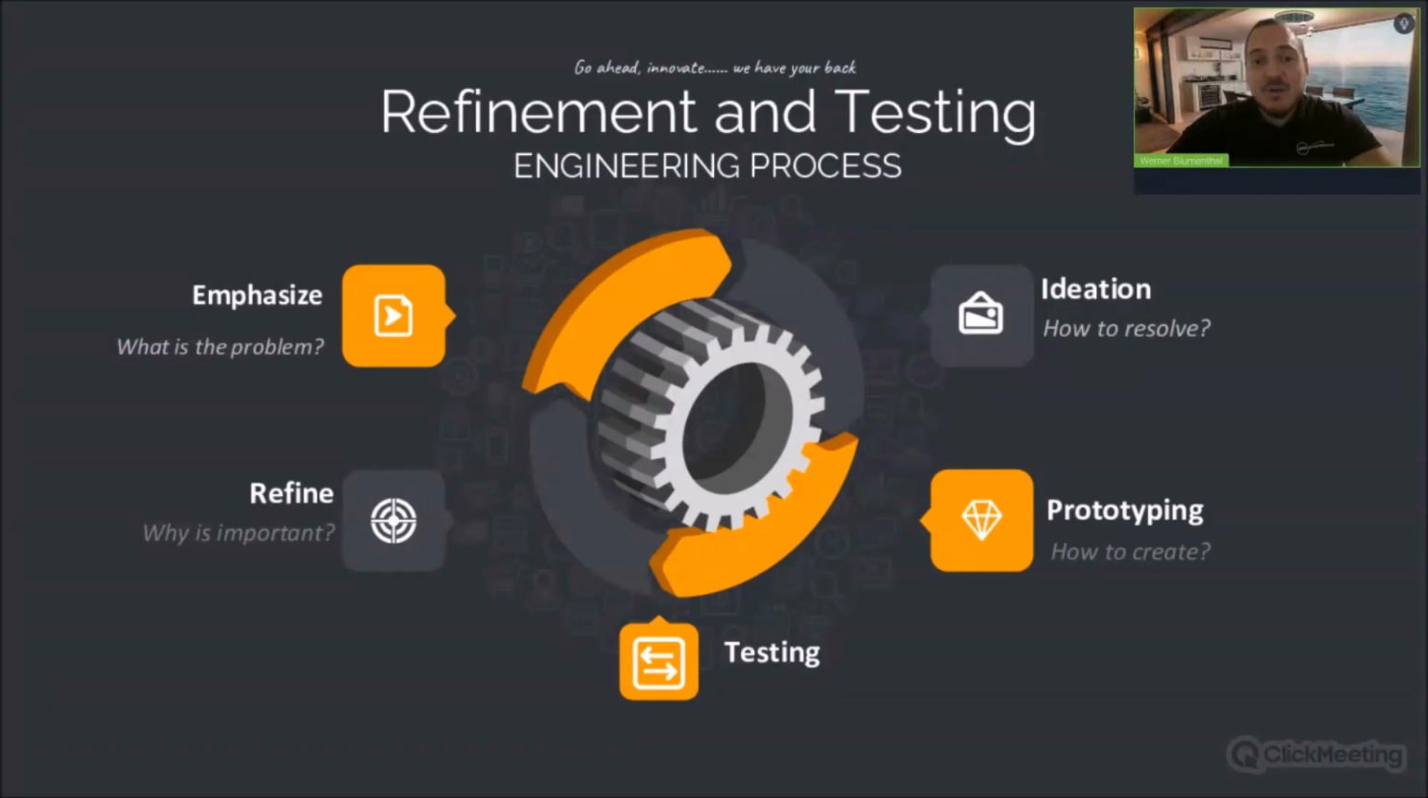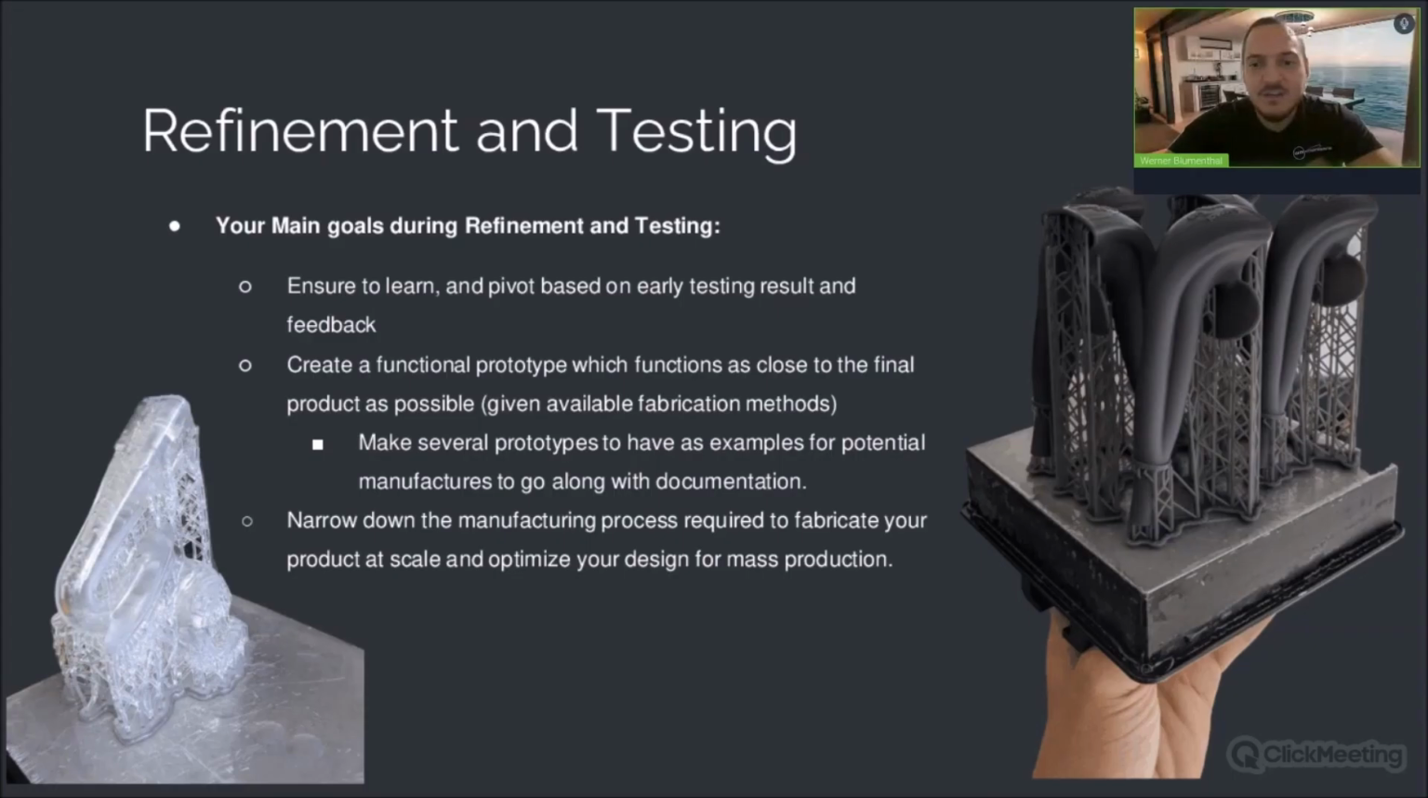During the refinement and engineering process, these are a couple of things that you want to look at. Again, you want to emphasize what is the problem, the idea or ideation, how to resolve that problem, prototyping. You want to make sure you know how to create the solution to that problem. You want to test it. Once you test it, you're going to understand what the limitations of your prototype are. Then you want to refine it and rinse and repeat until you really get down to something that you feel comfortable with. You've tried it, you get some feedback, you do maybe some focus groups, etc.